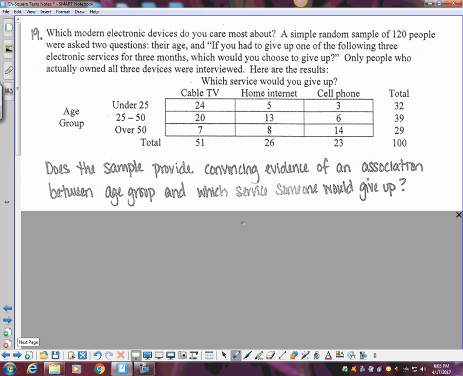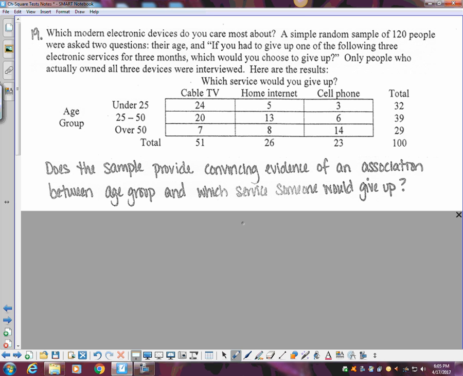Okay, so let's just talk through, I think I have 3, so one of each, and I'm going to go really fast. But again, this is just to sort of get it back on your brain. All right, which modern electronic device do you most care about? A simple random sample of 120 people were asked 2 questions, their age, and if you have to give up one of the 3 electronic devices or services for 3 months, which would you choose to give up?